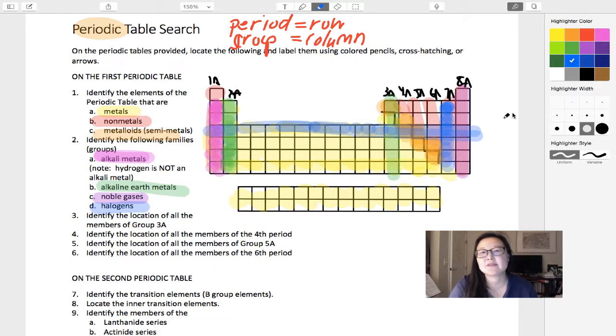Identify location of the members in group 5A. So 5A, you can see right here, and they want the group, so that group is a column. So here's 5A right here. And the sixth period. So sixth period would be 1, 2, 3, 4, 5, sixth row. There we go, like that. Okay, so that sort of helps you figure out the rows and the columns.